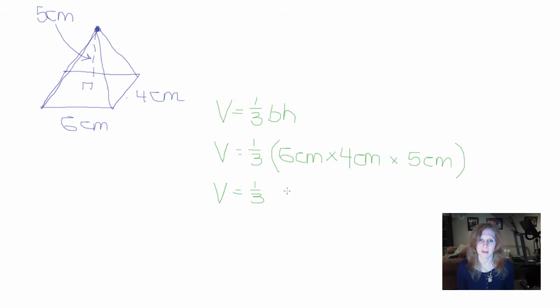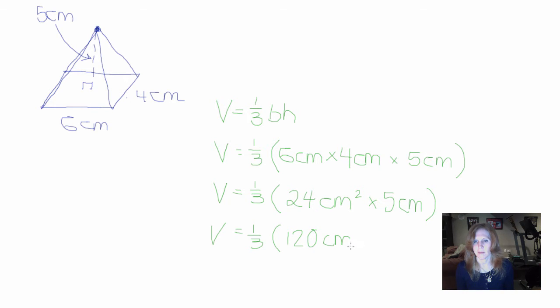So now we're going to multiply the first set. 6 centimeters times 4 centimeters is 24 centimeters squared, because we have the dimension of length and width. And now we're going to multiply it by the dimension of height. And 24 times 5 is 120, I think. Yep, 120. And with that third dimension added in, we now have 120 cubic centimeters.